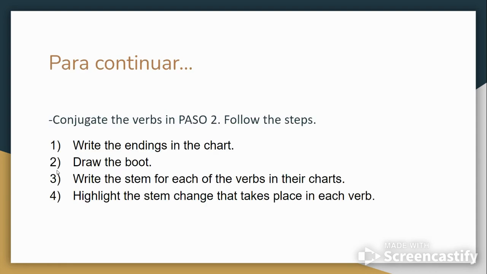For now, I'm going to have you take a pause. Make sure that you've got all the highlights that you need for the first three charts. You're going to keep going with paso dos. Follow the steps that you have. Make sure to write in your endings. Start out with what you know first, then draw your boot, then write in the stem for each of the verbs in their charts, and then highlight the stem change that takes place in each verb inside the boot.